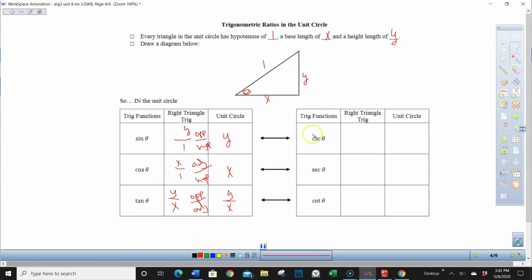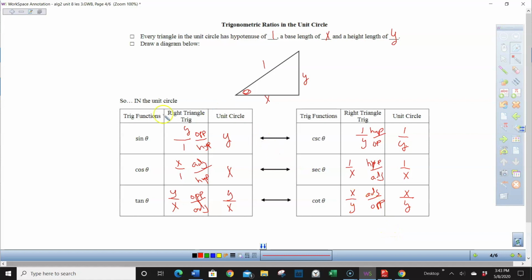Remember, cosecant is the reciprocal of sine, so this would be 1 over y, or this could be hypotenuse over opposite. Secant is going to be 1 over x. Oops, I wrote this wrong. It should be 1 over x, or hypotenuse over adjacent. And cotangent is x over y, or we could say adjacent over opposite. So in the unit circle it is x over y.